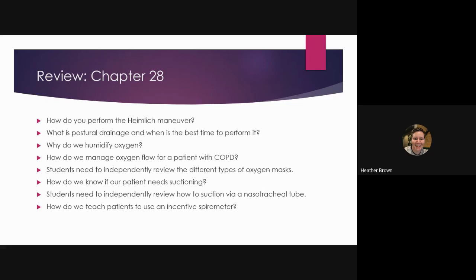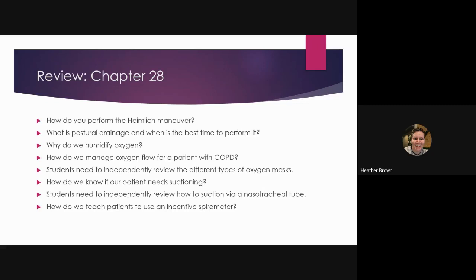So we need them to have that hypoxic drive to stimulate them taking breaths. For these patients, if we flow the oxygen too high and turn it up to 5 or 6 because their SATs are only 90%, their SAT is going to go from 90% to like 85%. Their O2 saturation is going to go down because we've taken away their hypoxic drive.